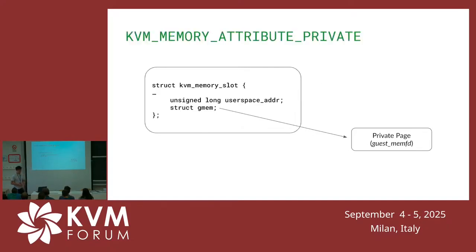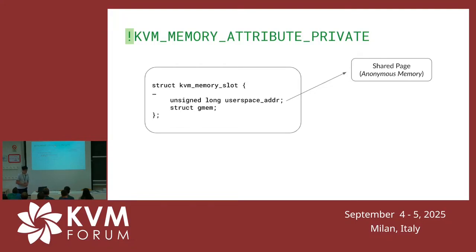When the guest does a private access to memory, KVM will look up struct gmem and then go to the guest memfd instance and look up the physical page using the FD offset. For a shared access, it will instead look up the user space address. Because it was previously configured as anonymous memory, it will get the memory from a different place for the guest.